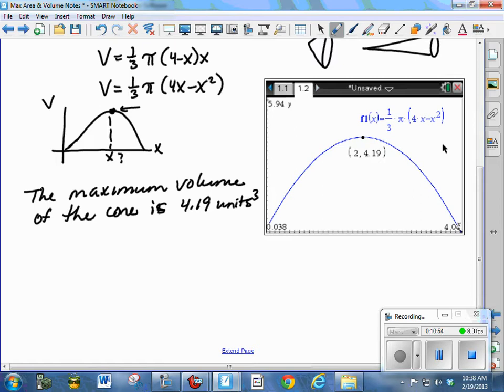Now, where does that maximum occur? When the cone has a radius, because x represents the height, has a height of 2 units. So what is the radius of the cone, and how can you figure it out?